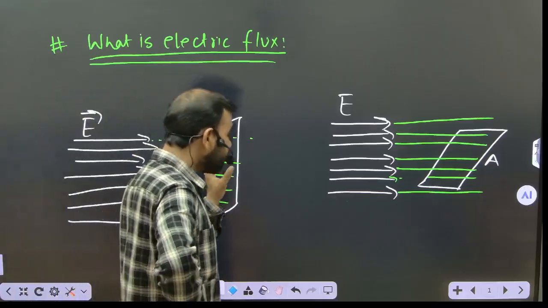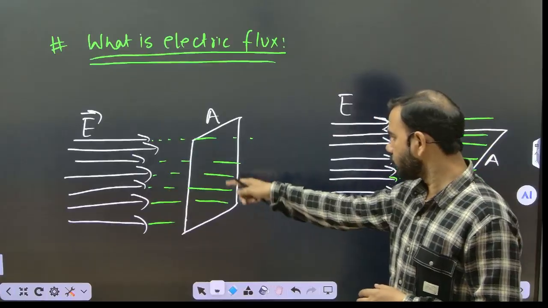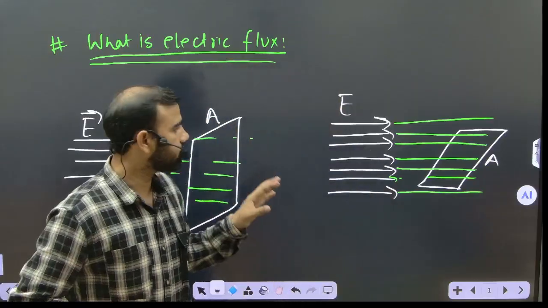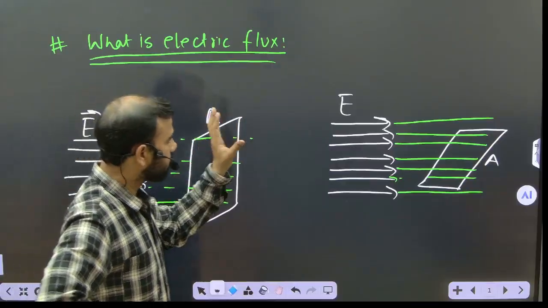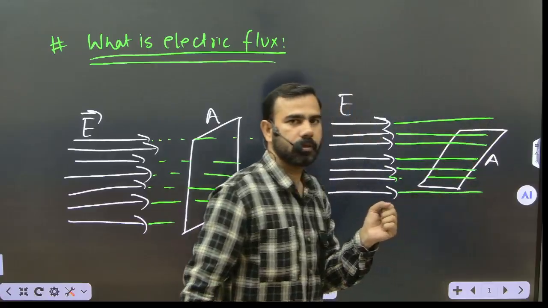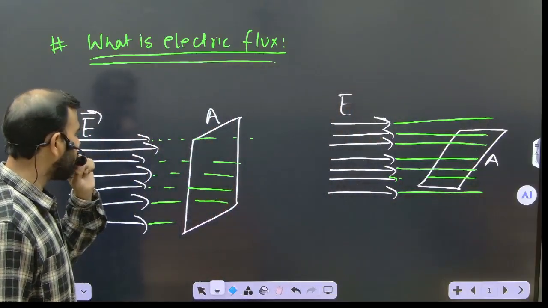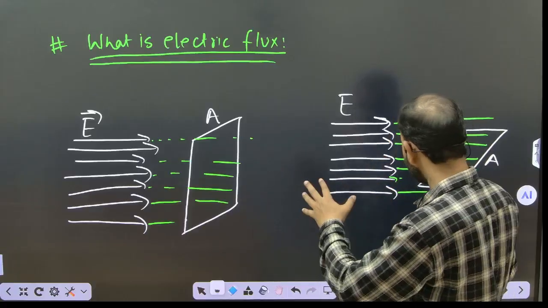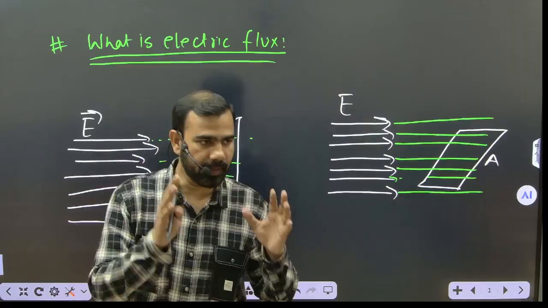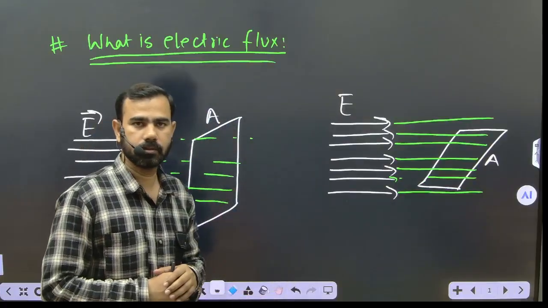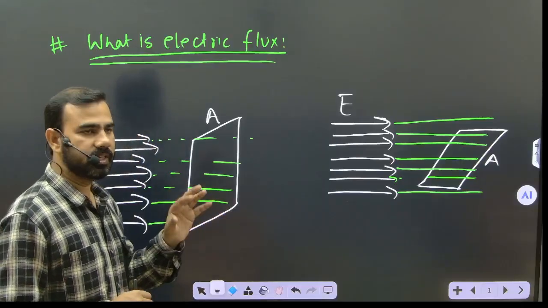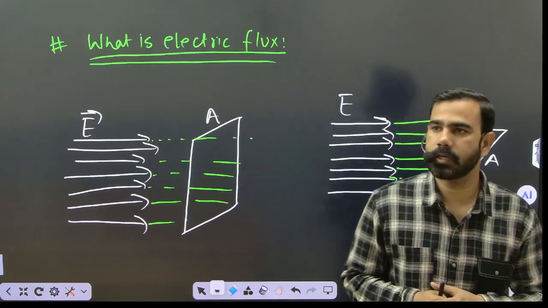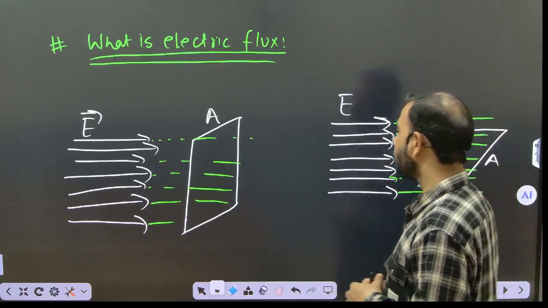If we increase the magnitude of the surface area, if we increase the size of the surface, then more electric field lines will pass, here also. But one thing we get from these two diagrams: by keeping the magnitude of E and A the same, the electric flux is different because of the different orientation of the plane. So why is it?